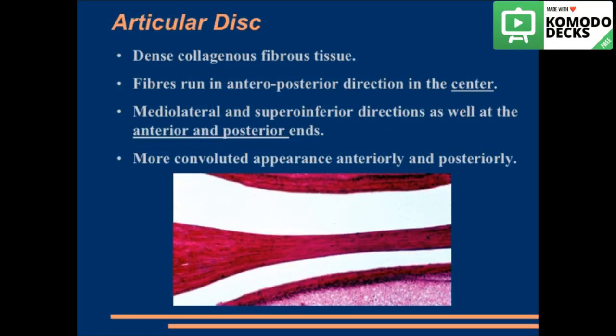Concerning the articular disc, or what's called the intra-articular disc, it is composed of a fibrous layer of dense collagen and elastin fibers. The fibers run differently. In the center, they are more regular in an anterior-posterior direction and more loosely arranged. At the anterior and posterior ends, or the extremities, the fibers run in mediolateral and superior-inferior directions.